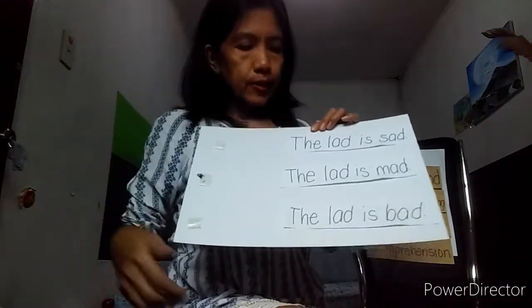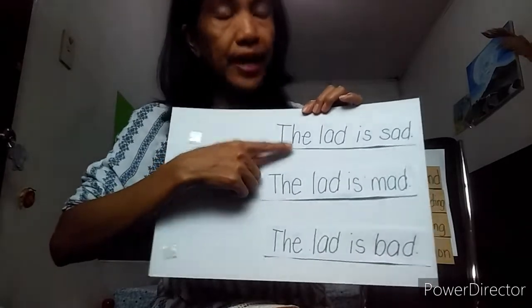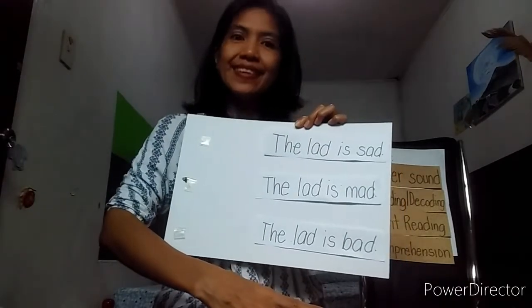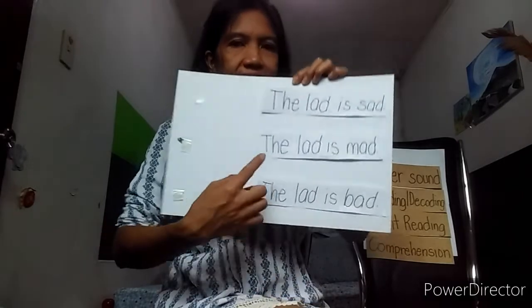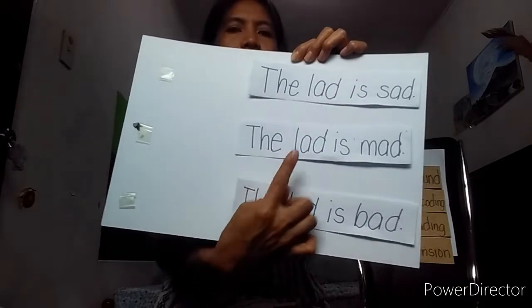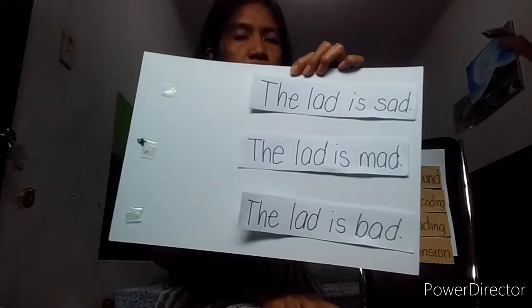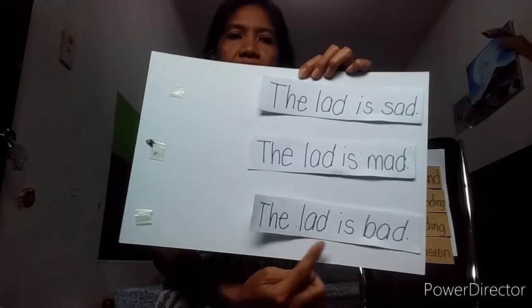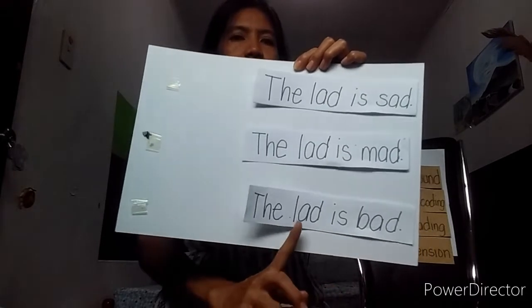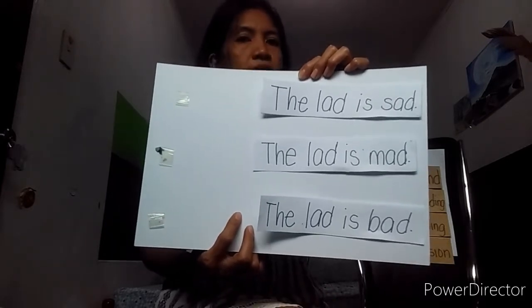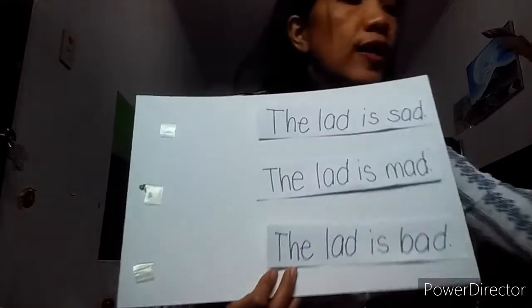And let's go to our comprehension. Ready to read now? Let's have this. My turn first. The lad is sad. Who is sad? The lad. What happened to the lad? Sad. The lad is mad. Your turn. Yes, who is mad? The lad. What happened to the lad? Yes, he's mad. The lad is bad. Your turn. So who is bad? The lad. What happened to the lad? Bad.